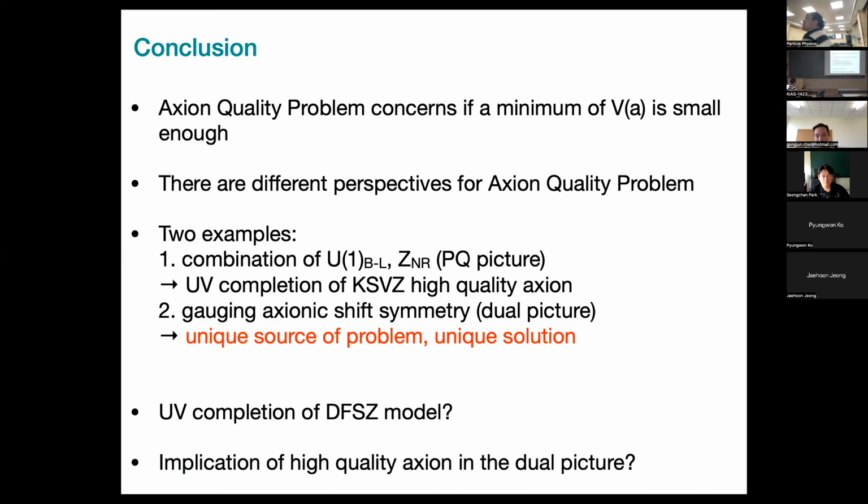Actually, I have some questions. So, what corresponds to adding a new three-form gauge field in your picture? What corresponds to it in the Peccei-Quinn picture?